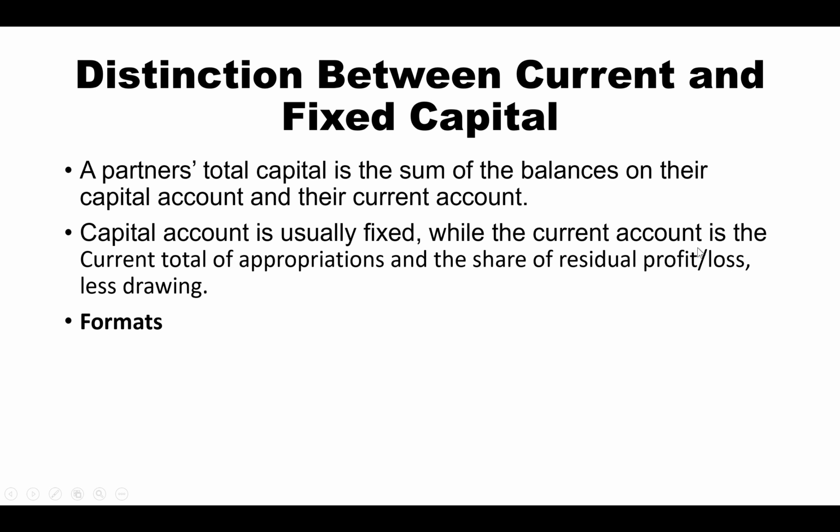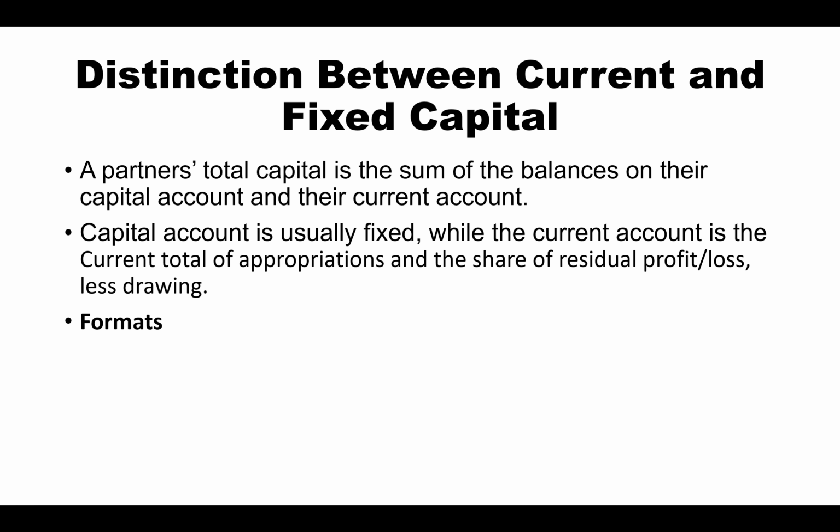We can continue. We have a distinction between current and fixed capital. A partner's total capital is the sum of the balance on their capital account and their current account. A capital account is usually fixed, while the current account is the current total of appropriations and the share of residual profit or loss, less the drawings.